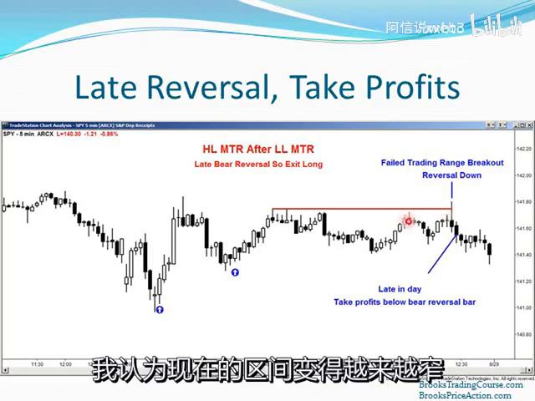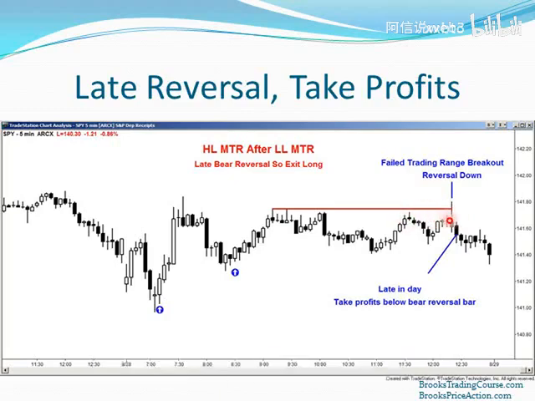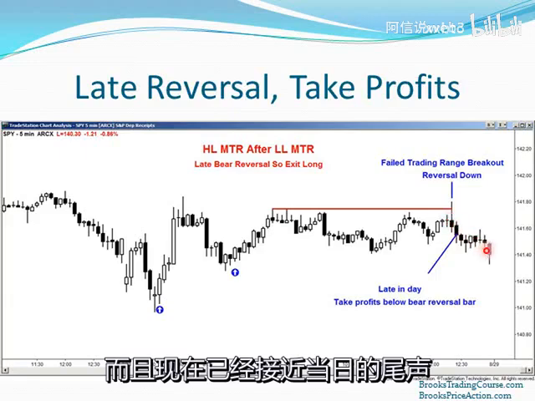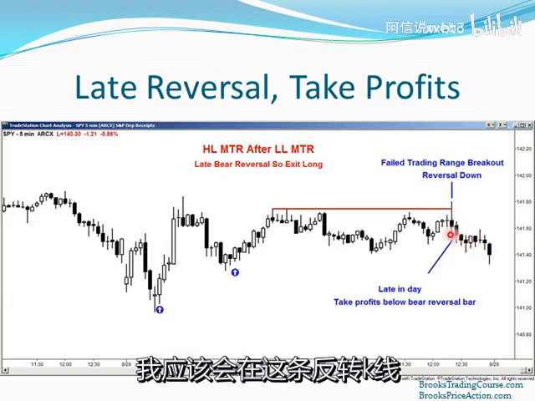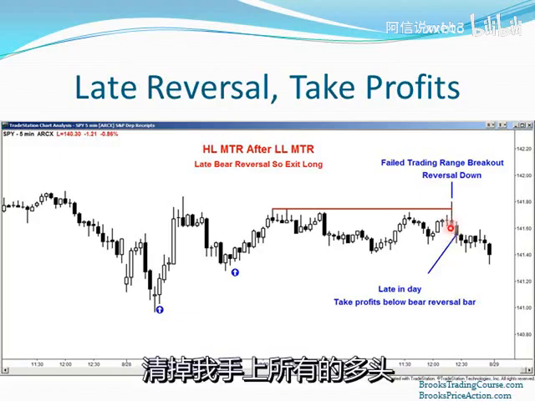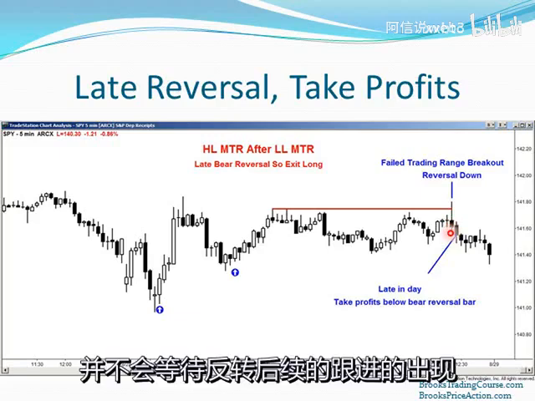I think the range is becoming tighter. This is not a strong sell setup, and we're getting late in the day. But I would exit any remaining longs probably below the bottom of this outside down bar. I would not want to see follow through from that reversal.